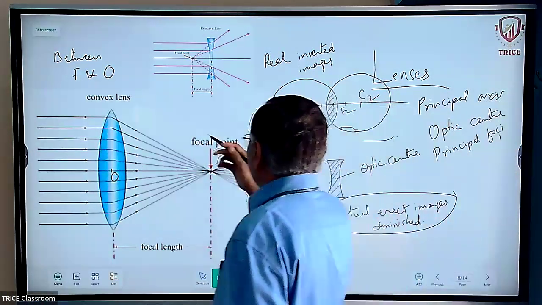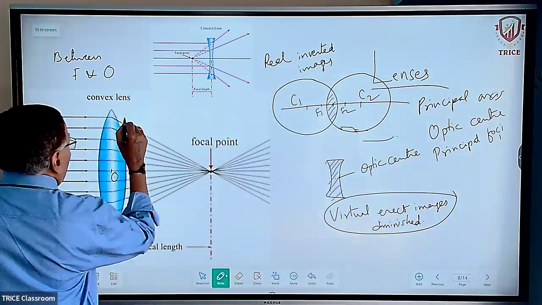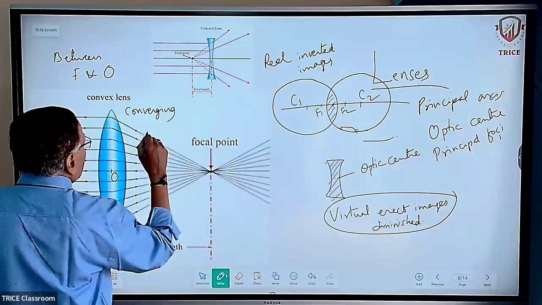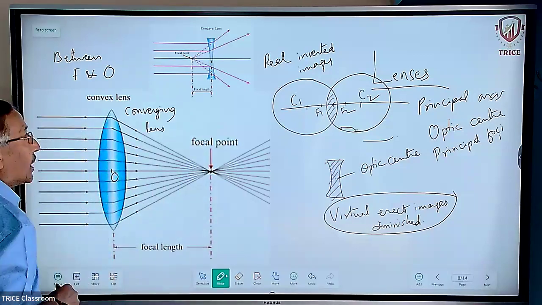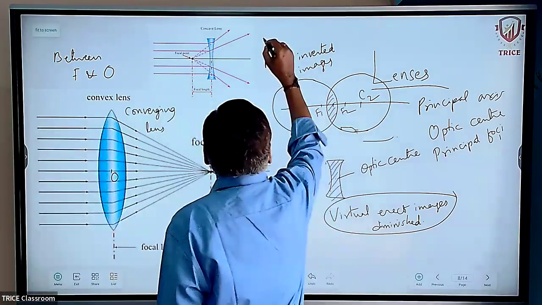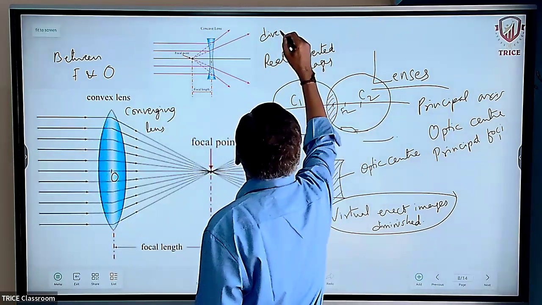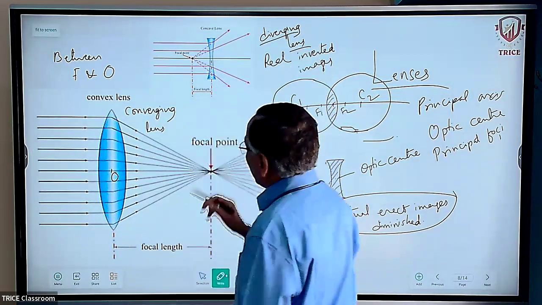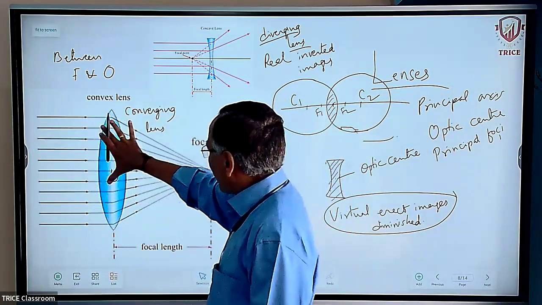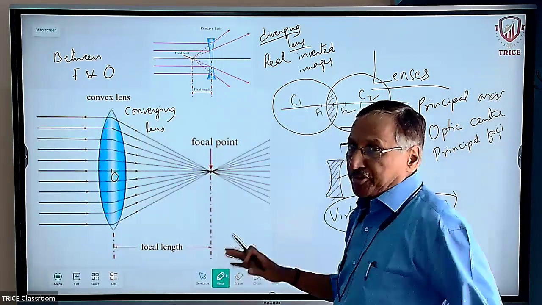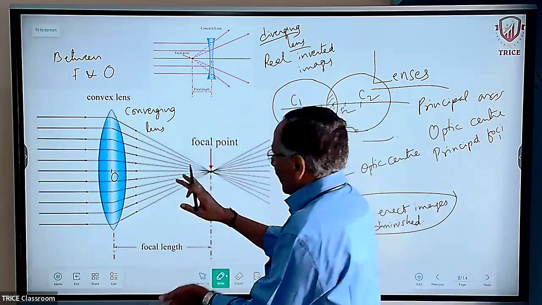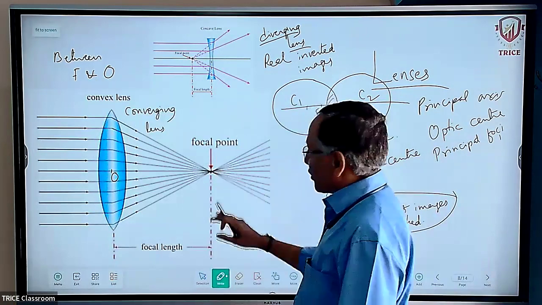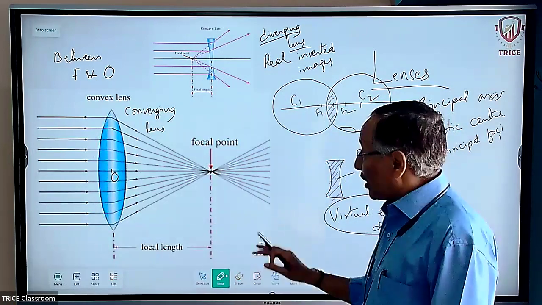And convex lenses are called converging lenses, and concave lenses are called diverging lenses. Now see here, all the rays after refraction are meeting at one point. This is convergence. All the light rays after refraction are meeting at one point. That's why it's called a converging lens.